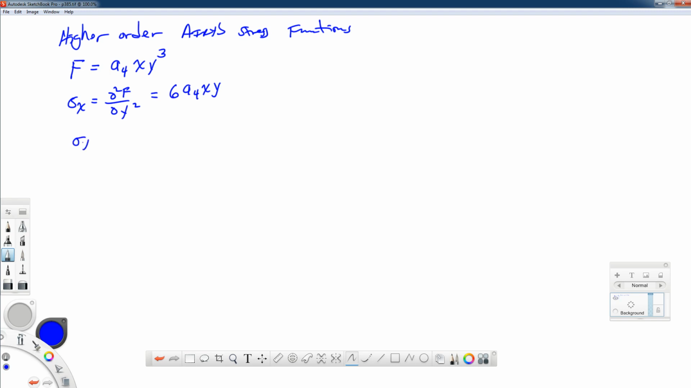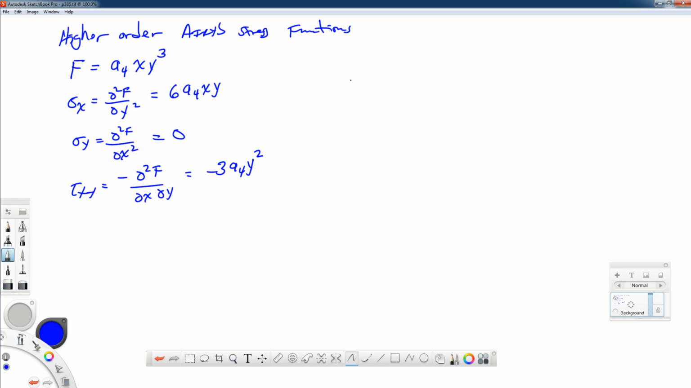If I wanted sigma y, that would be the second partial of f with respect to x twice. Okay, that's 0. And if I want tau xy, that's the negative of the mixed second partial derivative of f with respect to x and with respect to y. And in this case, that would be equal to minus 3a4 y squared. So we get some sort of parabolic stress distribution. Well, what region do we have and how do we interpret that?